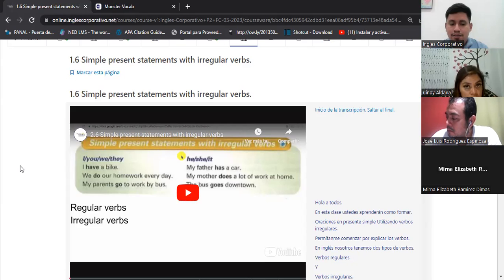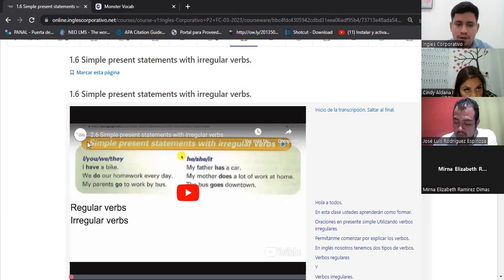The auxiliary verb do becomes does. The verb go changes how we spell it in English, and in this case, it's going to be goes. Okay, go, goes. The bus goes downtown. So there we have an example.